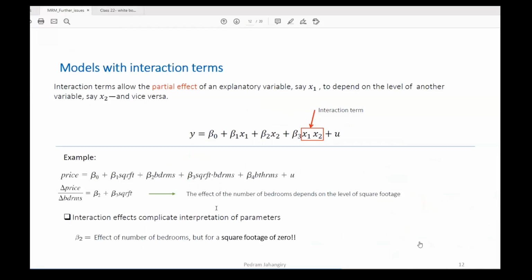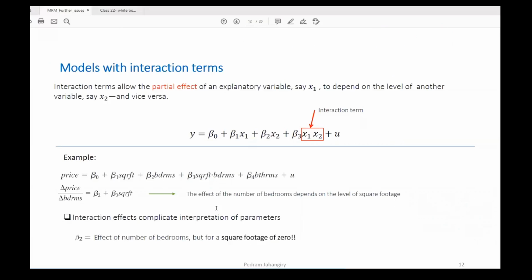Now, let's look at a new topic, models with interaction term. This is very interesting and very exciting, actually. This is the first time that we're going to talk about it. First of all, what is interaction? If I have x1, x2, x3, interaction can be something like this. What's the interaction between x1 and x2? What's the interaction between x2 and x3? What's the interaction between x1 and x3? These are called interaction terms.